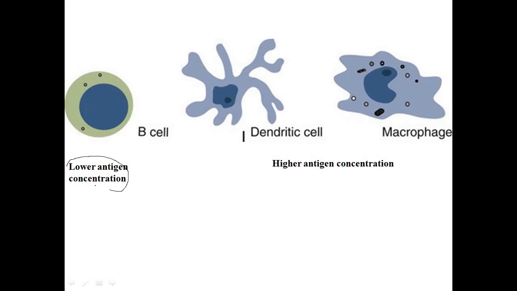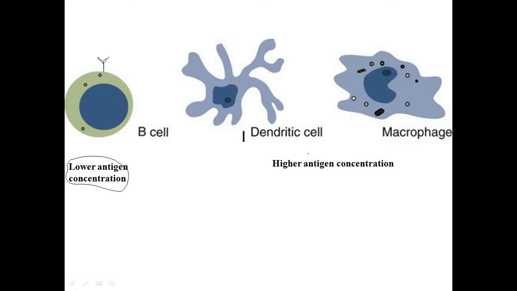Now why do B cells play a very important role at lower antigen concentration? To remind you, B cells contain antibody on their surface. This antibody is very specific for a particular antigen, and it can bind antigen even at a very low concentration. So that is why if the concentration of antigen is very low, B cells will be involved.